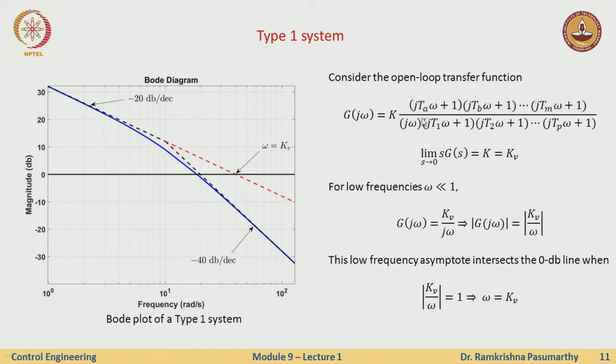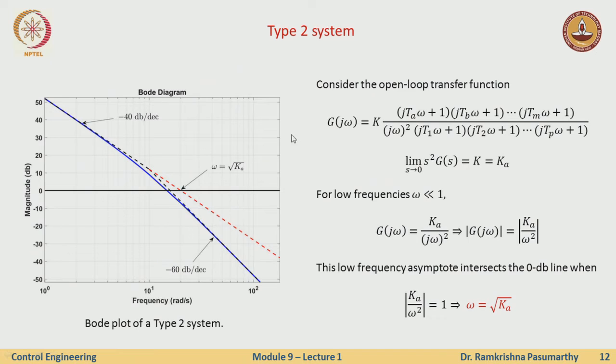So, type 1, I have a pole at the origin, and I know that this formula, limit s going to 0 of s times G(s), will give me the value of Kv. Now, how do I compute the value of Kv from the Bode plot? Well, if I look at very low frequencies, which means omega is much less than 1, I just ignore these terms. So, for low frequencies this expression would hold, that G(j omega) can be approximated simply as Kv by j omega, and the Kv can be obtained by looking at the intersection of the initial slope of this line with the 0 dB line, or at which point the magnitude of Kv by omega, which is essentially this, the Bode plot for low frequencies, becomes 1, and the frequency at which this initial line intersects the 0 dB line is actually my Kv. We have done this before.